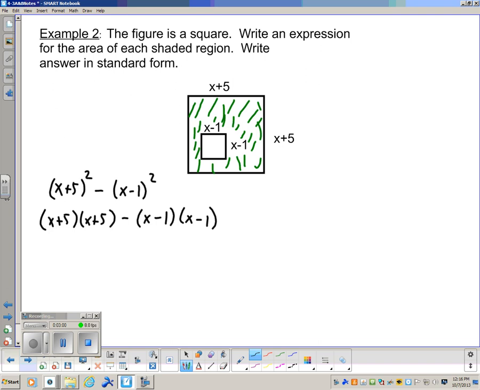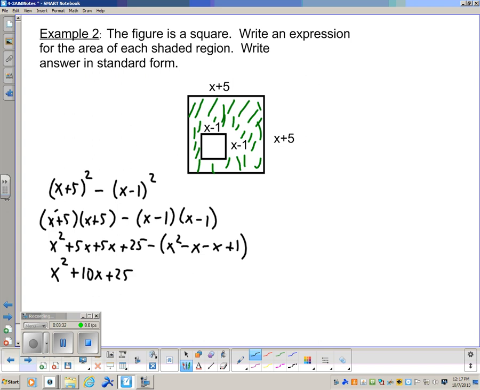So doing that, x times x is x squared. We got our inners and our outers here. Outers here is 5x. Inners here is 5x. Last term is 5 times 5, there's 25. Minus x times x here is x squared. Outers minus 1x. Inners minus 1x. And then the last, negative 1 times negative 1, is 1. I'm going to combine my like terms in this first part here. We get 5x plus 5x, there's 10x.